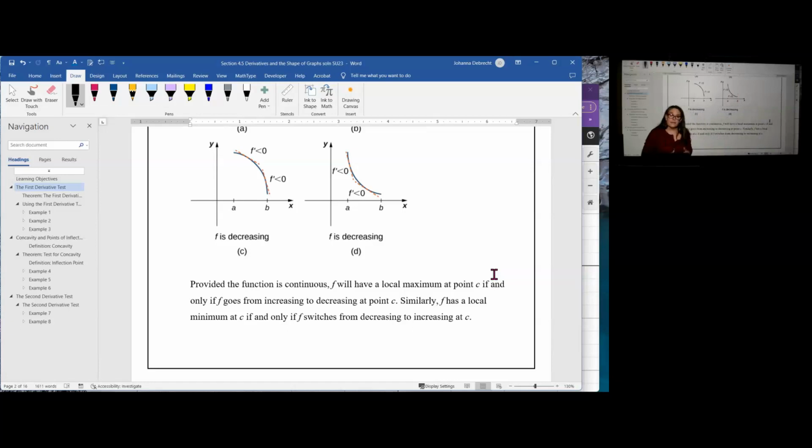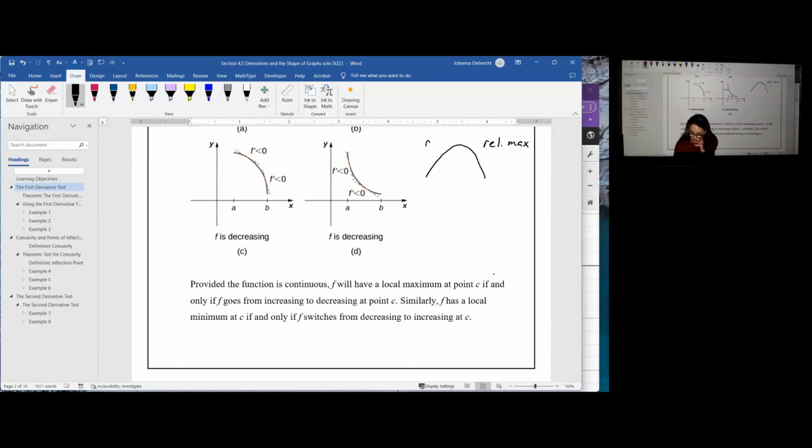Now, if the function is continuous, we'll have a local maximum at a point C if and only if the function goes from increasing to decreasing at point C. In other words, the only way to get a relative max or an absolute max is to be going up and then to come down. This will give us a relative maximum.